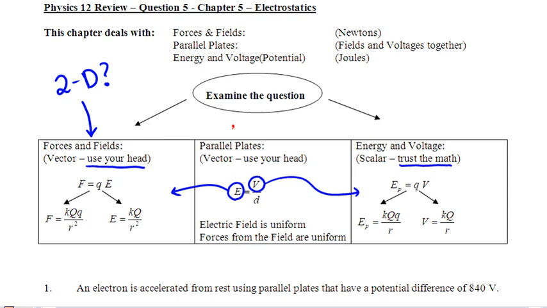And F equals ma being used to figure out accelerations and then velocities can be done for parallel plates. You can go ahead and use it for this part of the chapter, but not for forces and field questions or energy and voltage questions where things are moving around with point charges.